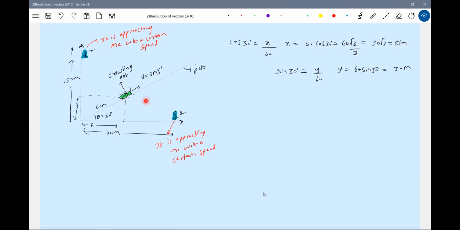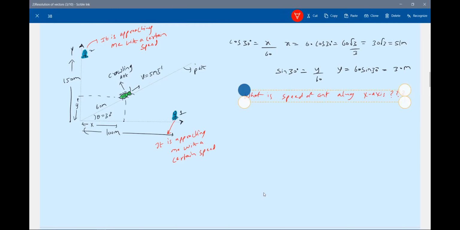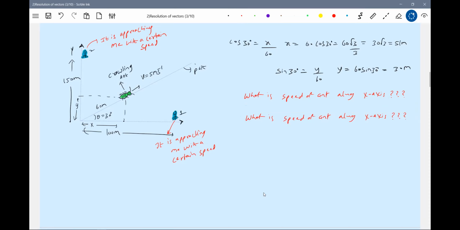It means it has a certain speed along the x-axis and a certain speed along the y-axis. So what is our question? What is the speed of the ant along the x-axis? There's a question mark. We don't know that. Similarly, what is the speed of the ant along the y-axis? We don't know that either. What is the speed of the ant? 5 meters per second. But what is the speed of the ant along x?